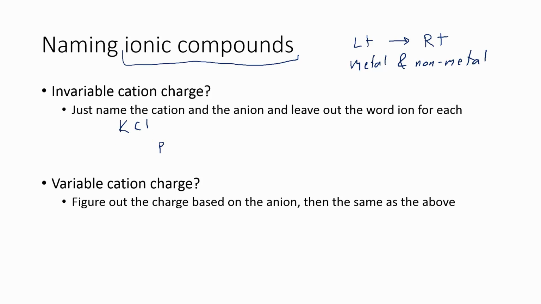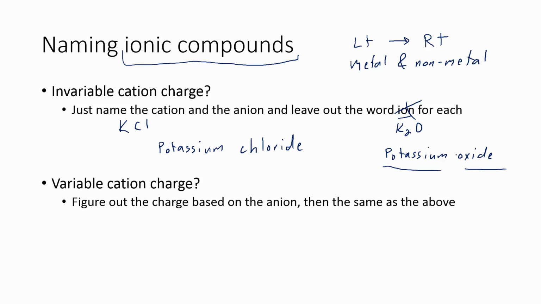So KCl would be potassium chloride. And K2O would be potassium oxide. So we leave out the word ion. We don't need to write the word ion if it's not an ion by itself. It's just ions combining to form a compound. And otherwise, you just name the ions involved.